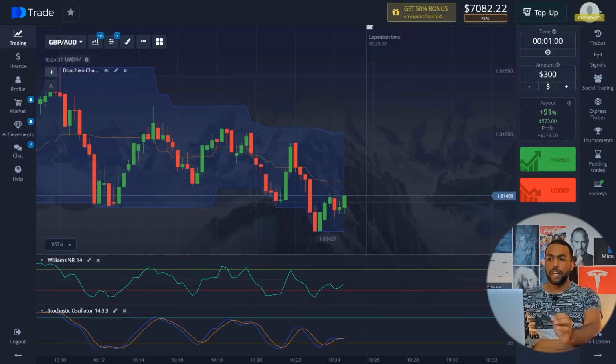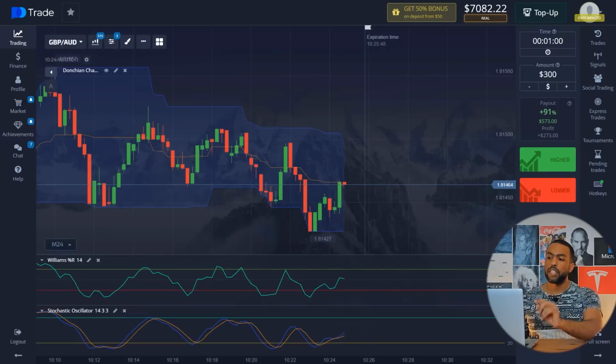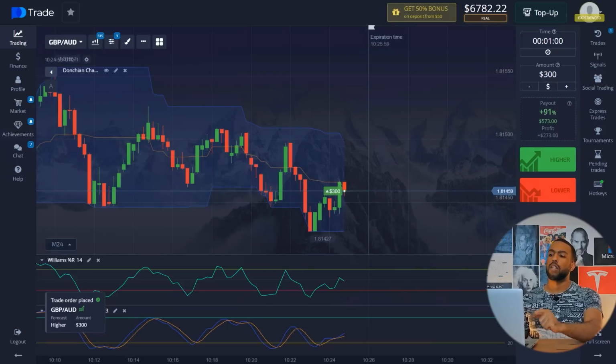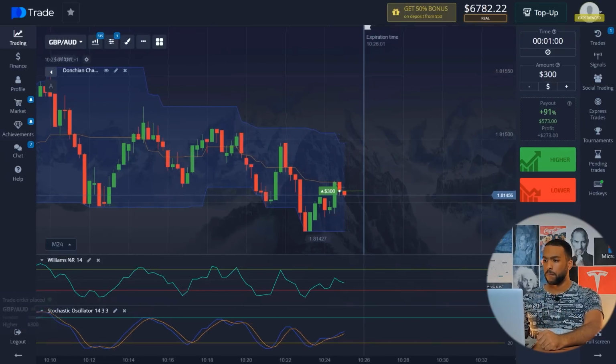Okay, we studied the changes happening on the chart again, and the price, after it reached the average line of the Donchian indicator, bounced off it. So let me make an up trade for $300, also for 1 minute.